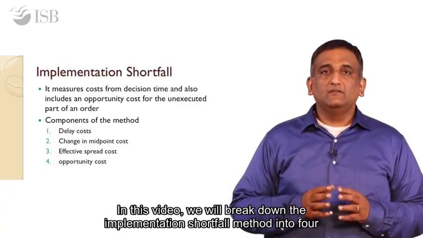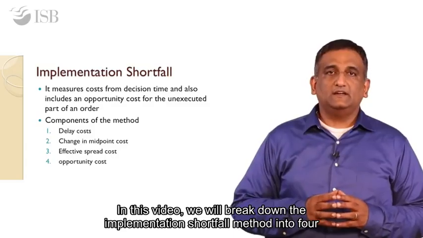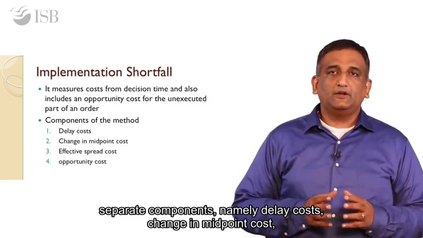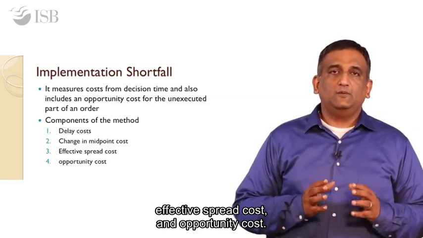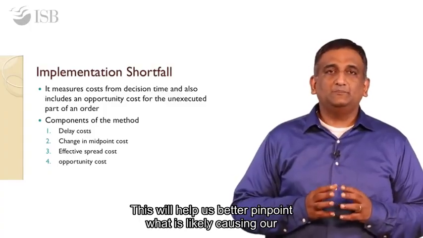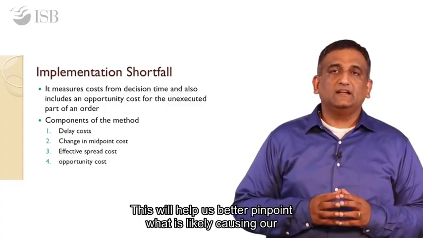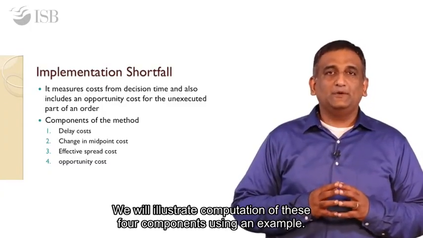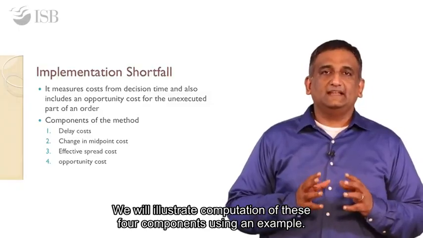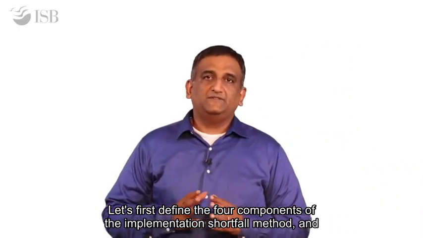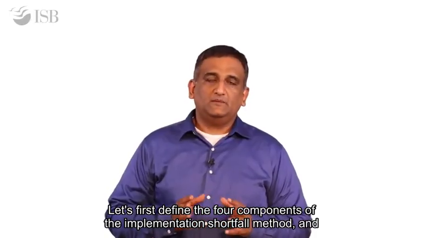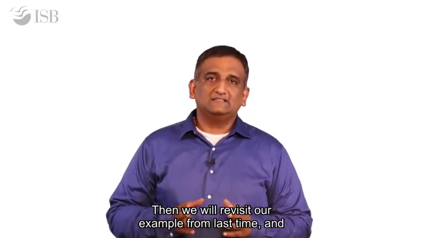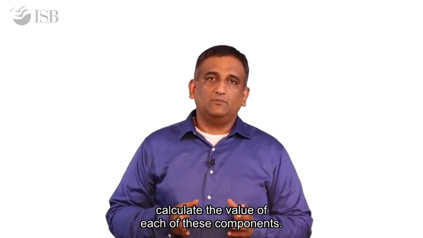In this video, we will break down the implementation shortfall method into four separate components, namely delay costs, change in midpoint cost, effective spread cost, and opportunity cost. This will help us better pinpoint what is likely causing our transaction cost to be very high or very low. We will illustrate computation of these four components using an example. Let's first define the four components of the implementation shortfall method and how to compute them. Then we will revisit our example from last time and calculate the value of each of these components.